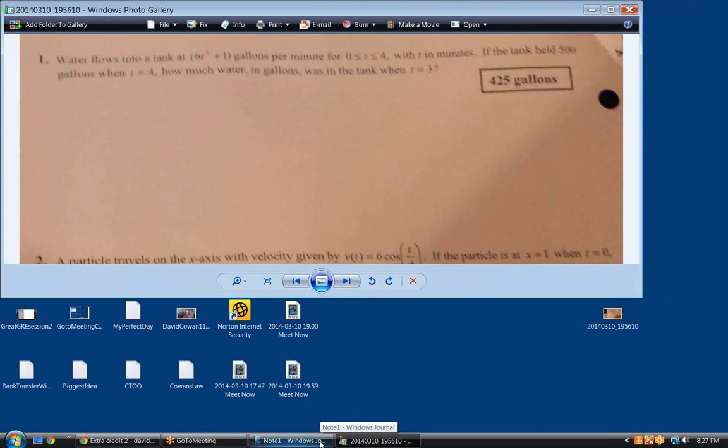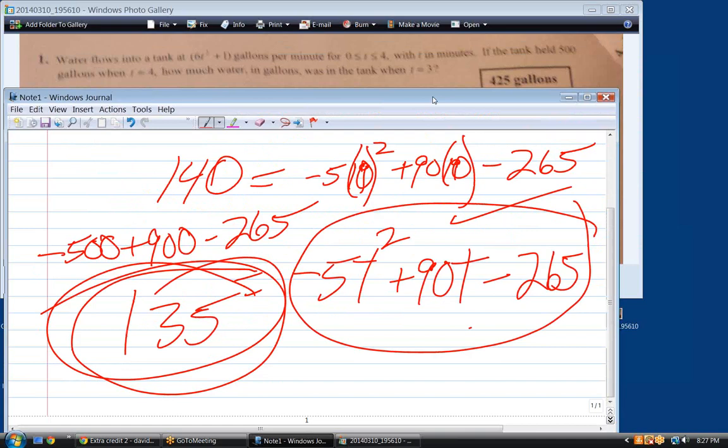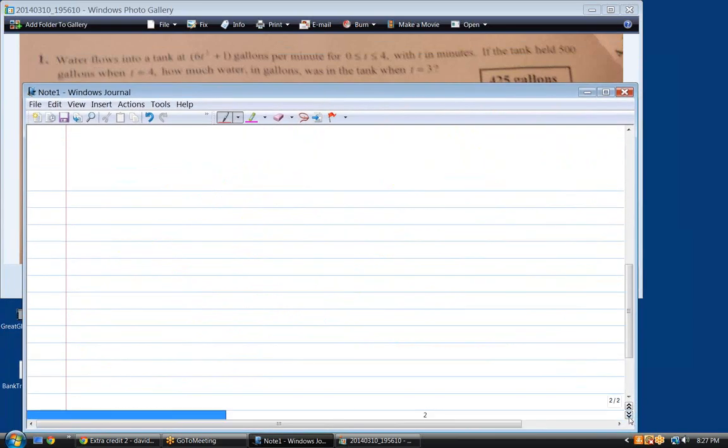Water flows into a tank at that gallons per minute with t in minutes. If the tank held 500 gallons when t equaled 4, how much water in gallons was in the tank when t equaled 3? This is again integral as net change. So if we integrate this function, that's 6t squared plus 1.